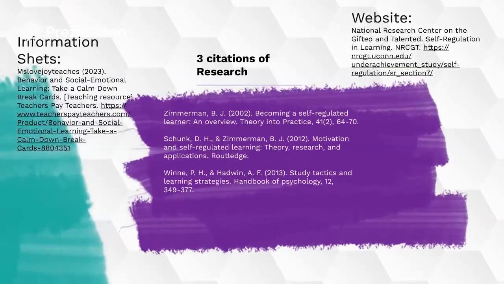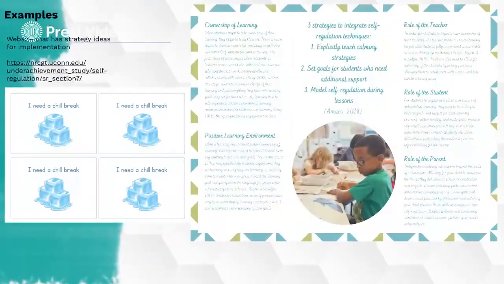Here are the citations, and here are a few examples. So, there is a website that has several different ideas for implementation. It's a clickable link over to the left. And then there's a visual to help you understand and see what it would look like if you implement it into your classroom. It says, I need a chill break. Lots of students have to learn how to monitor how they're feeling. Also, there is a little brochure here. If you can't read it that well, there is a link to it in the previous slide.